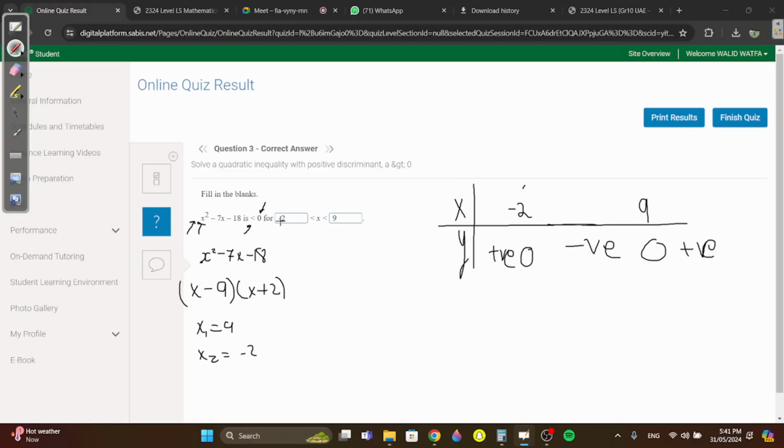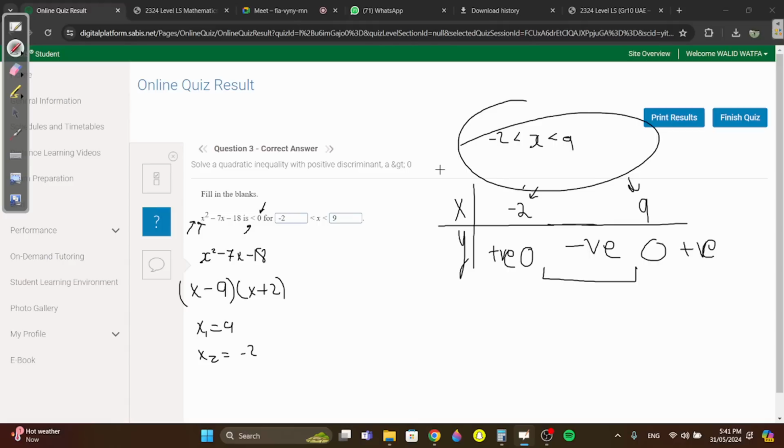When is it less than 0? So when is it negative? It's negative in between here. In between what? Negative 2 and 9. So when is it negative? It's negative in between negative 2 and 9. So this is how my solution set is going to look. When it's in between, this is how you write it.